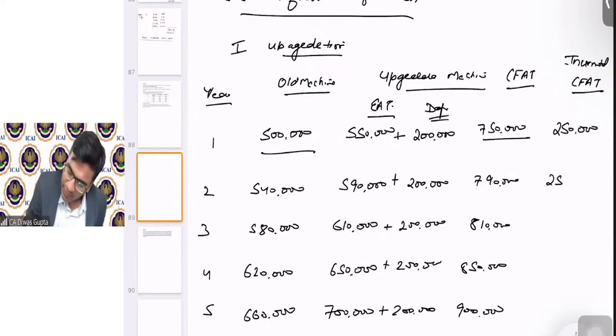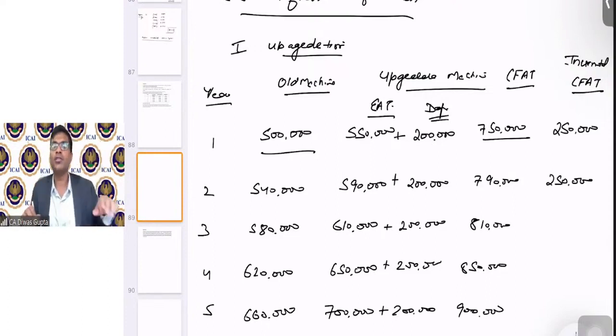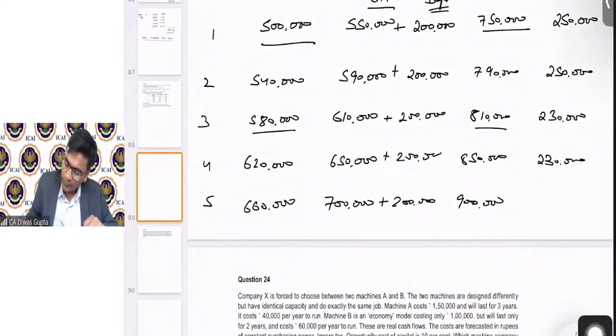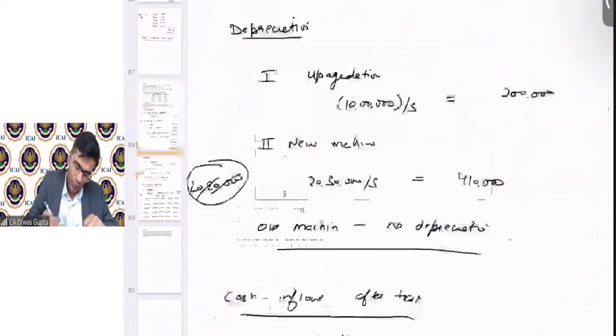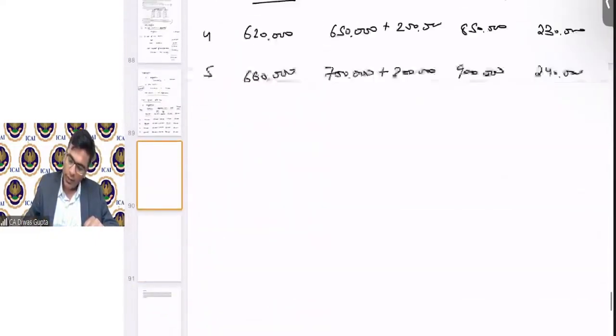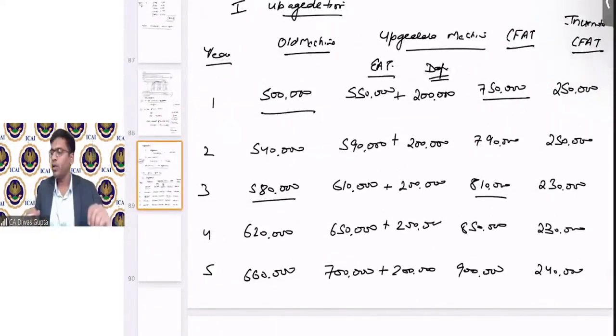Here also it is 7 lakh 90,000 minus 5 lakh 40,000, which is 2 lakh 50,000. Then 2 lakh 30,000. So this minus this. Then again 850 minus 620, sorry, 230. 9 minus 660, 240. Okay, students. So in this option, you got the incremental cash flows.